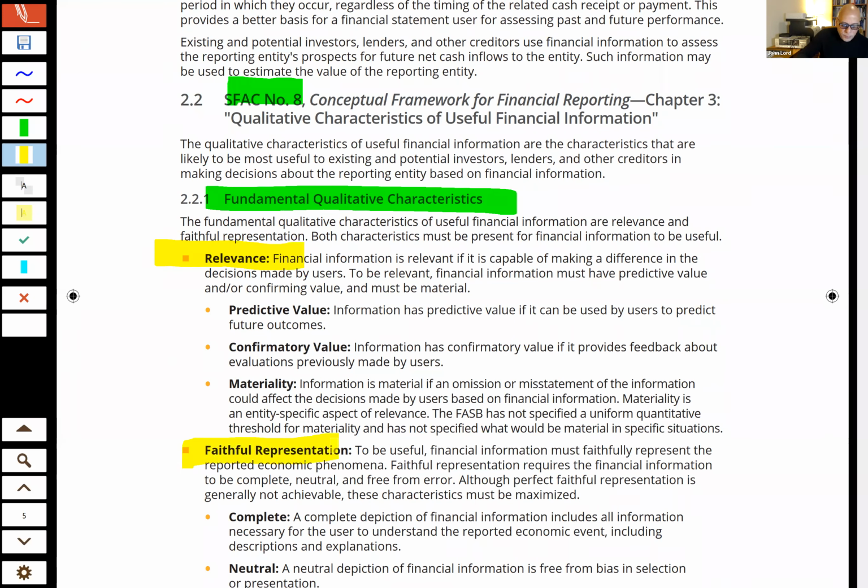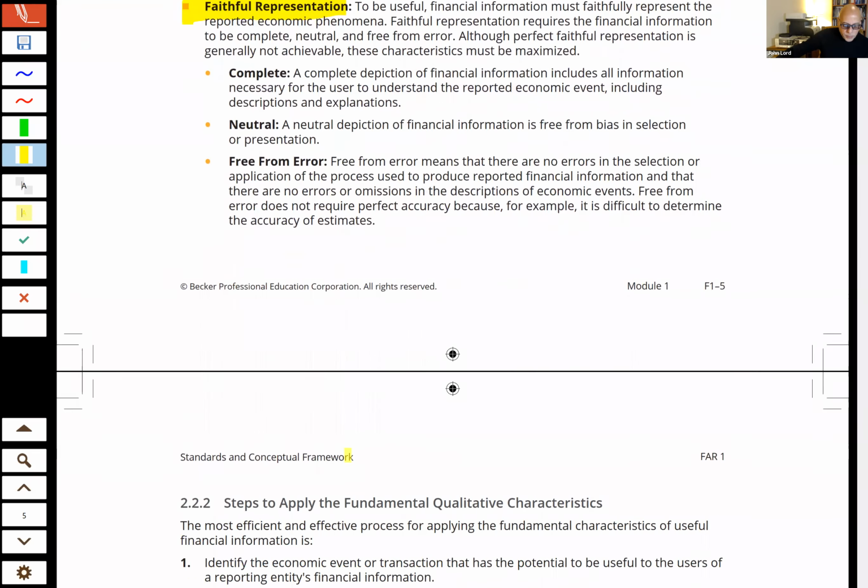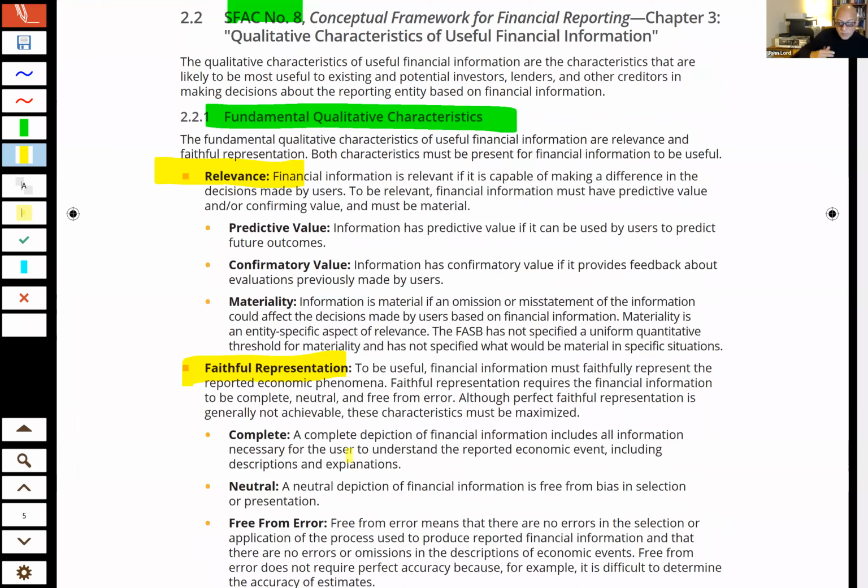It should have relevance and faithful representation. Okay. Now let's take a look at what makes the information relevant. Information is relevant if it has predictive value, tells us something about the future, has confirmatory value, tells us something about the past or gives us feedback, and it is material. In other words, it has the ability to change somebody's decision making.